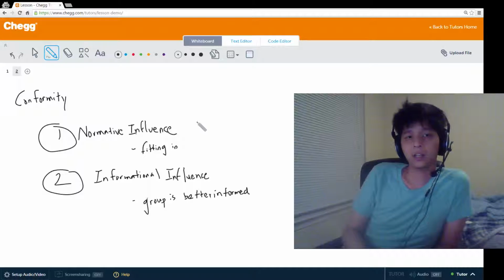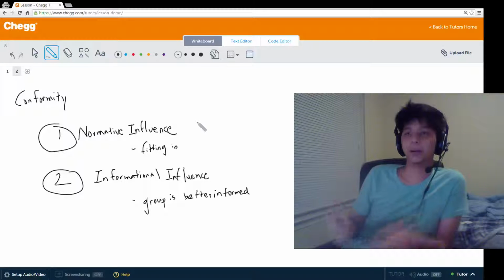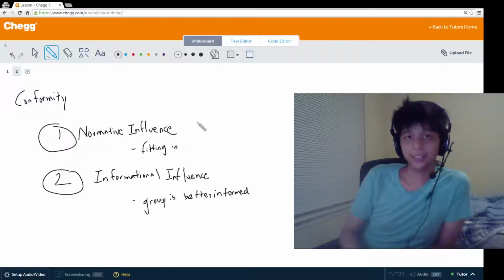In this case, you would probably conform to their opinion and take their advice because you figure that they are residents of the city and that they know better than you do because they've lived there for their lives. And this is an example of informational influence because you automatically assume that the majority group that has a different opinion than you is better informed because in this case they've been there longer. So these are two general categories of influences on conformity that have been discovered over the years.